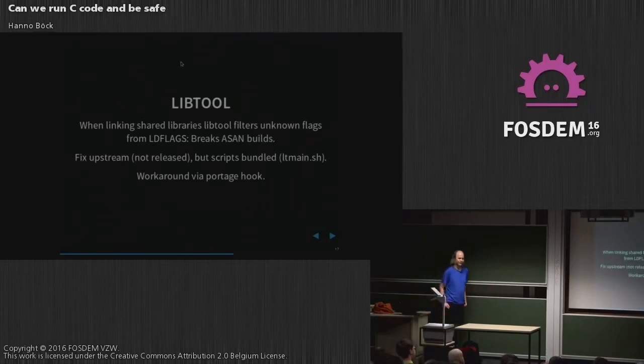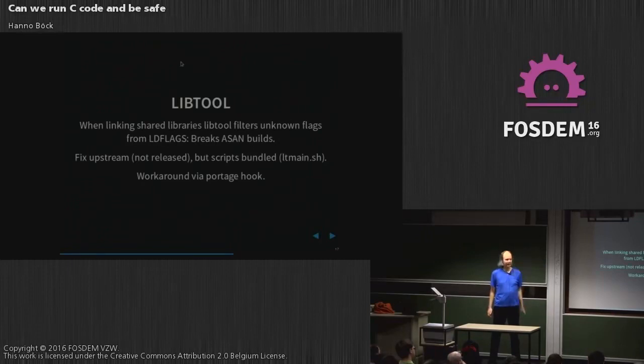Yeah, then I had all kinds of compile issues. One of them was that libtool, when you link a shared library with libtool, filters the linker flags. It says, okay, I will only allow linker flags that I know are good. This ends up breaking a build with address sanitizer, because address sanitizer needs to link against libasan, and if you strip the address sanitizer flag from the linking step, then the linking fails. This has now been fixed.